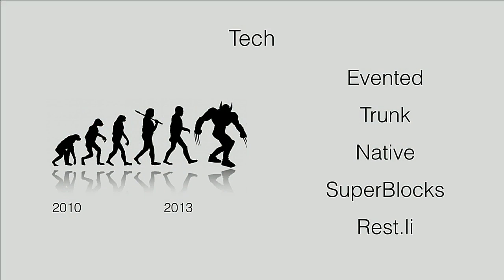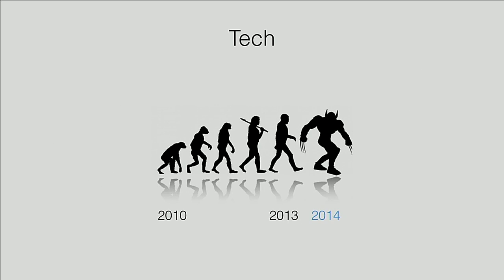So that was 2010 to 2013. We did Evented. We went with trunk-based development. We switched to native. We had Superblocks implemented, and we switched to Rest.li as our primary RPC mechanism for all interactions. So what happened in 2014, which is this year, and what is still happening?